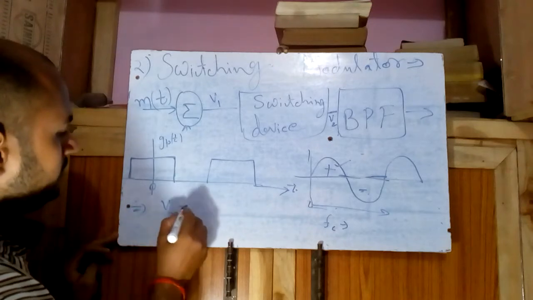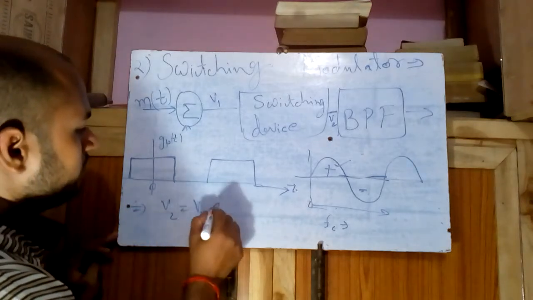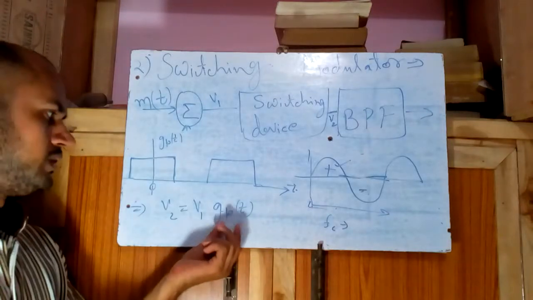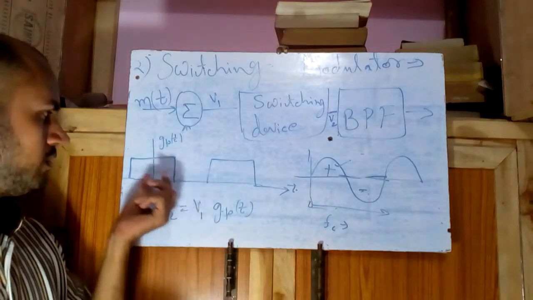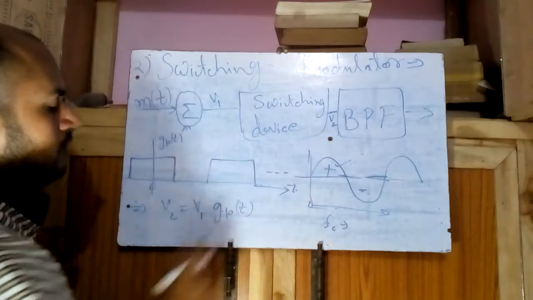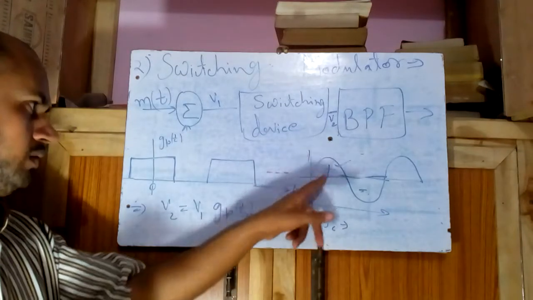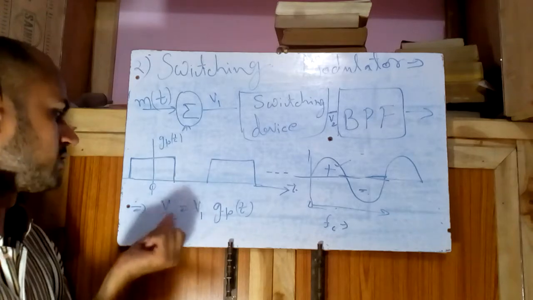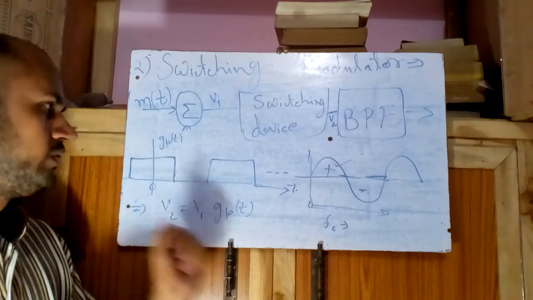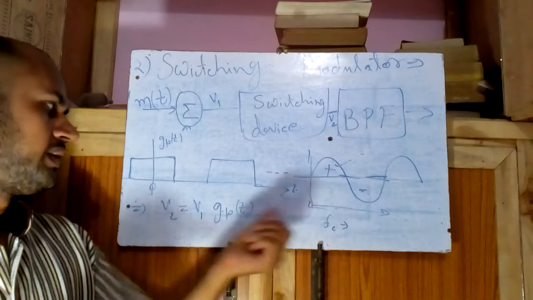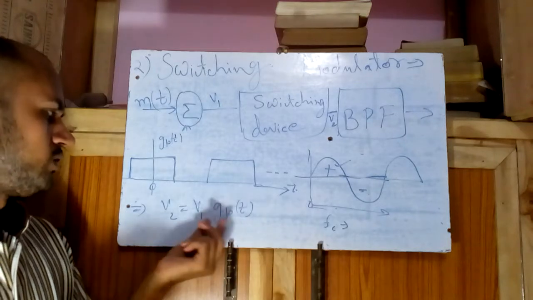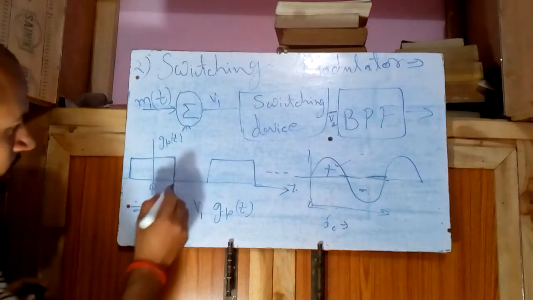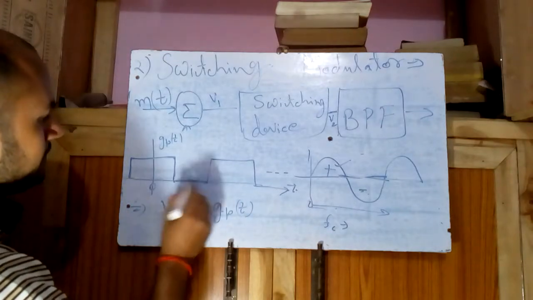So we will write V2 is equal to V1 into GPT. GPT is a gate pulse train. In this interval, when it is positive, it will make V1 pass, which means V2 is equal to V1. When it is negative, the gate pulse will block it, which means V2 is equal to 0 in this case.